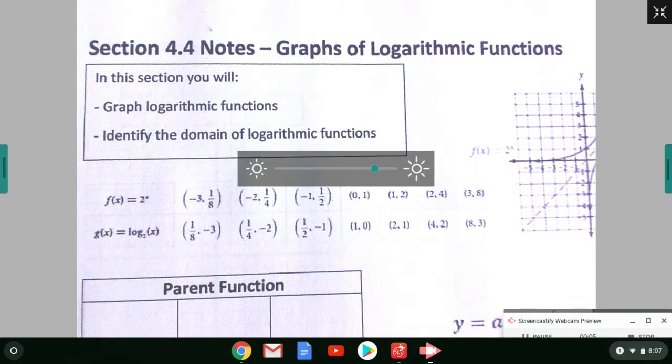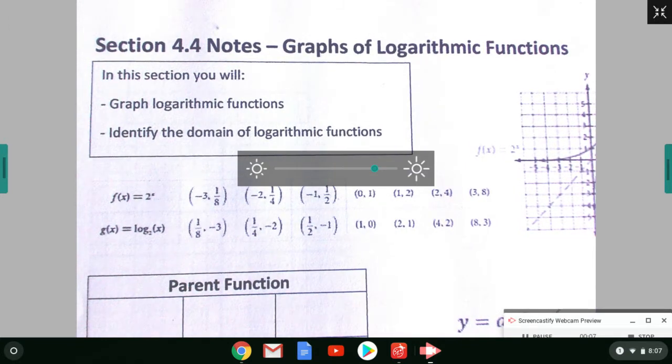We're going to do our notes on section 4.4, graphs of logarithmic functions. In this section, you will graph logarithmic functions, identify the domain of them, as well as the range, and then we'll look a little bit at inverse functions and how these came to be.